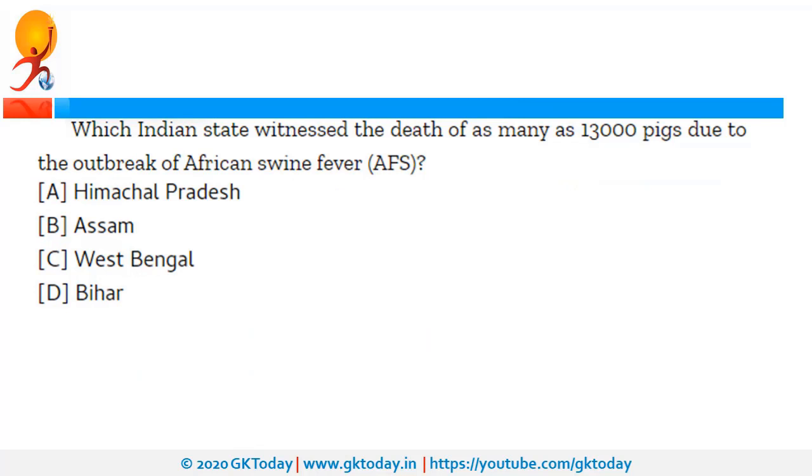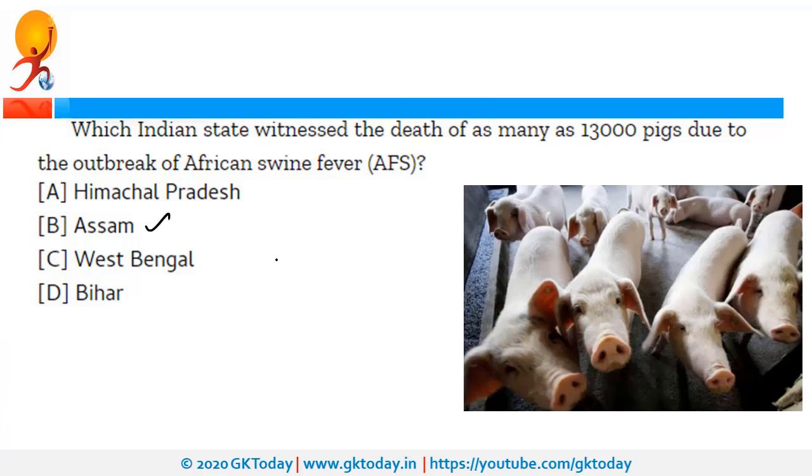Which Indian state witnessed the death of 13,000 pigs due to the outbreak of ASF, that is African Swine Fever? So recently the first instance of African Swine Fever in our country was reported in Assam, and it led to the death of approximately 13,000 pigs. Now, so far, there is no information about the transmission of this African swine fever from animal to human.